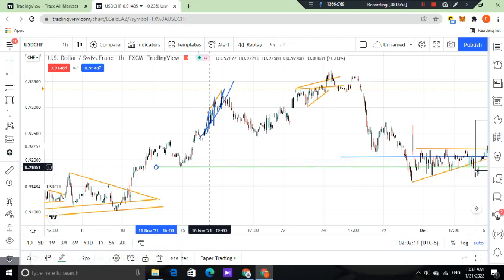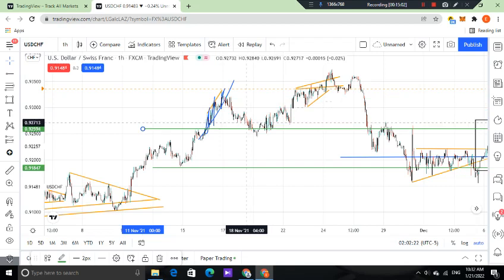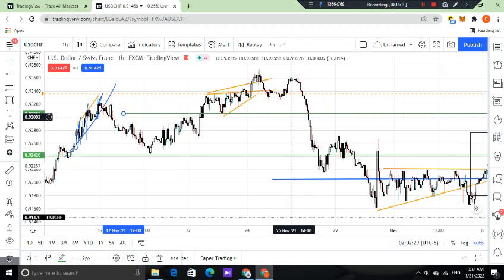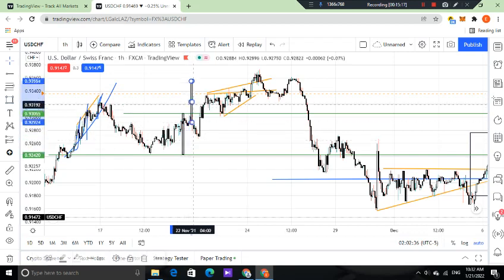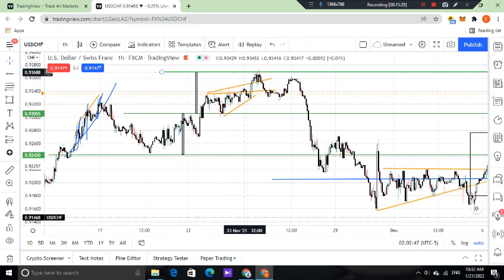For considering measured moves, first you have to consider the first leg, which could be here, and you measure this first leg and you copy paste it and put it at this level, and as you can see, this price is where you expect to see a reversal, because it hits your second target, second leg.